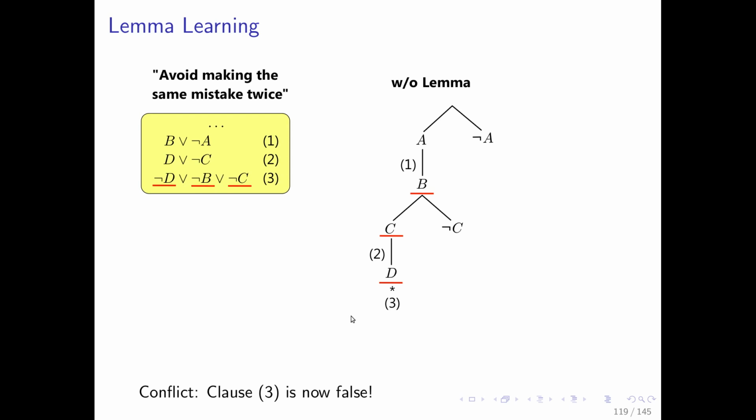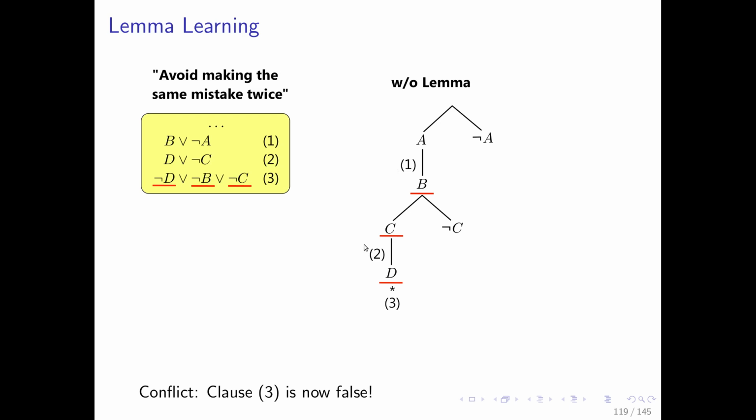There's nothing we can do. We can't change the truth value of anything. Clause 3 is now false. So what have we learned? What we've learned is that deciding on A immediately forced us to make B true because of this clause. Then deciding on C immediately forced us to make D true by this clause. And somehow these decisions are not giving us a model for the third clause. So these decision points are somehow wrong.